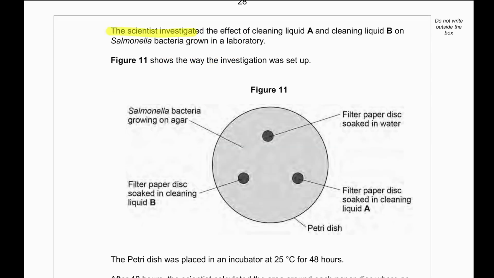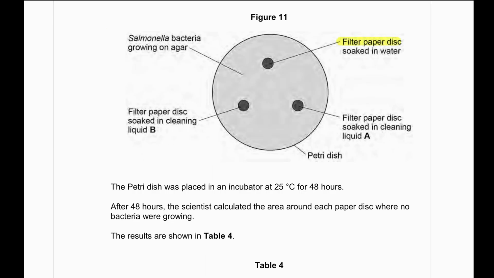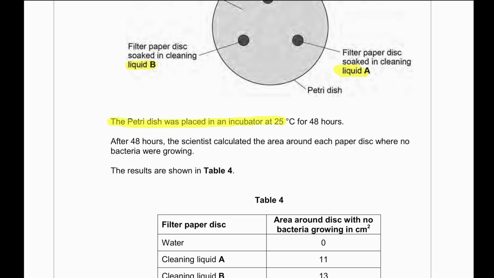The scientists investigated the effect of cleaning liquid A and cleaning liquid B on Salmonella bacteria grown in a laboratory. Figure 11 shows the way the investigation was set up. There was a paper disc that was soaked in water, a paper disc soaked in liquid B and one soaked in liquid A, and Salmonella bacteria was grown on the agar. The petri dish was placed in an incubator at 25 degrees Celsius for 48 hours. After 48 hours, the scientists calculated the area around each paper disc where no bacteria were growing.